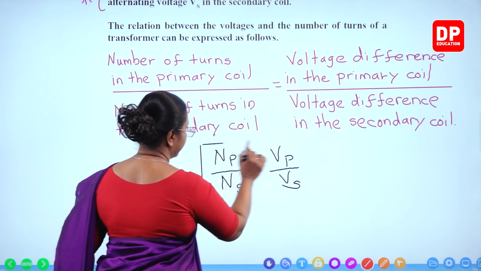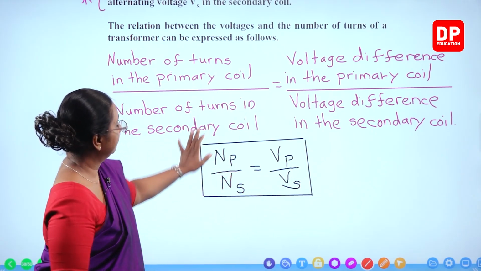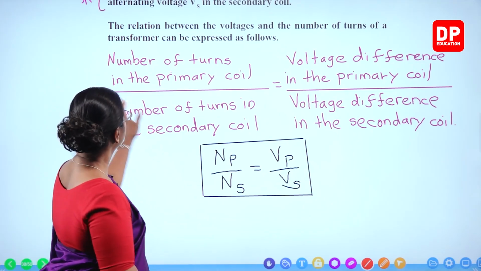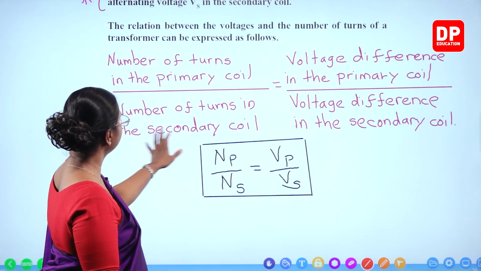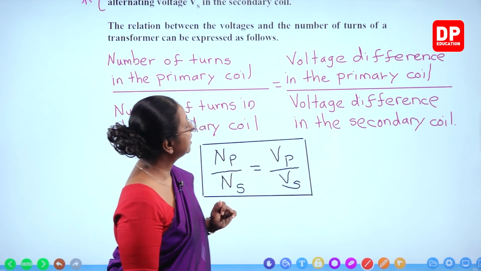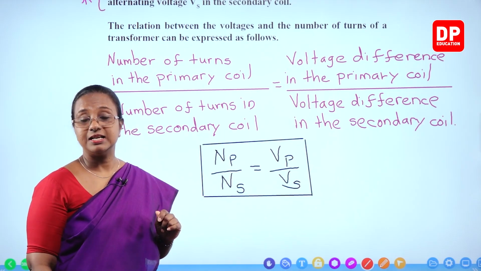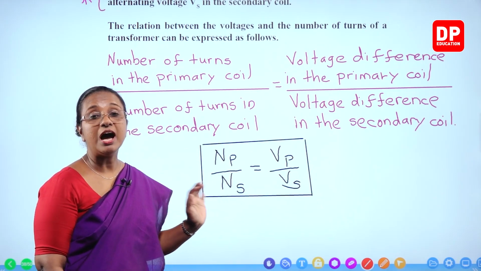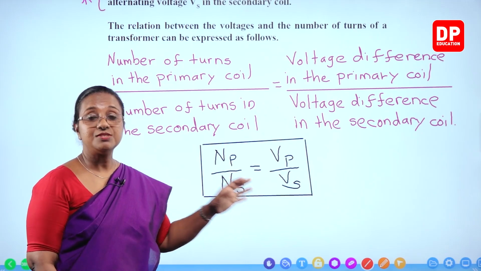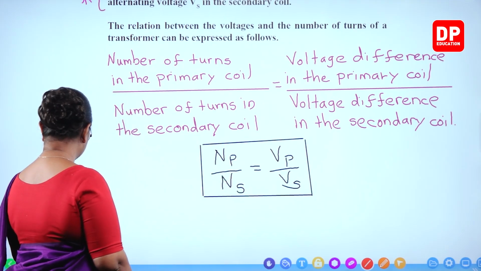So this is the equation. I told you all that is important. This is given in words, this is given in symbols. Number of turns in the primary coil divided by the number of turns in the secondary coil, that is equal to voltage difference in the primary coil, voltage difference in the secondary coil. You have to understand that. Using this, we will be doing calculations. So I will move on to the next slide.